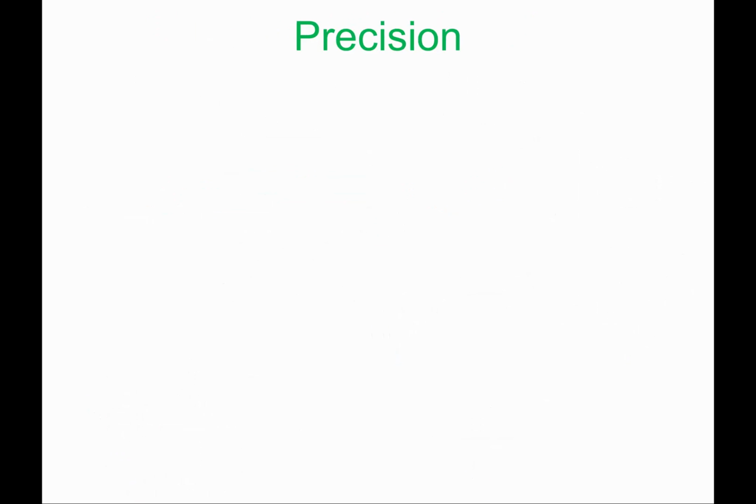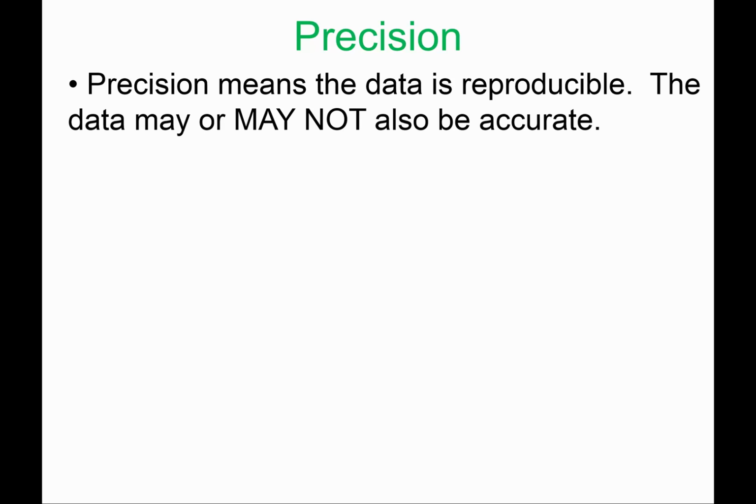Okay, our last topic here is precision and accuracy. So precision means the data is reproducible. It may or may not also be accurate, but precision means the data is reproducible.